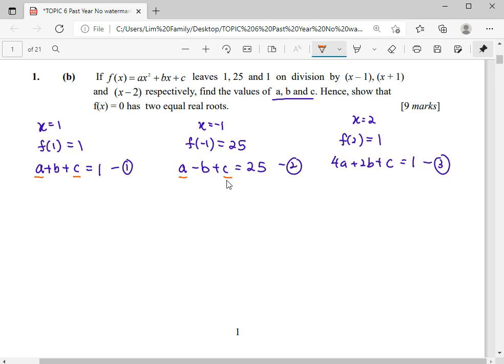So from here, we can do 1 minus 2. So therefore, A minus A will be finished, C minus C will be finished, and then B minus negative B will become positive 2B. And then 1 minus 25, you get negative 24. So B will equal negative 12. So we managed to solve one of the unknowns, which is B.